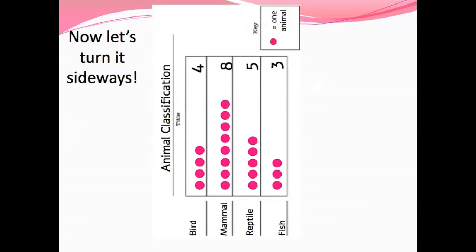Now, we kind of touched on this a little bit yesterday, but when we turn it sideways, let's look at the graph. We can easily see which one has the most and which one has the least. This is another way of looking at picture graphs or bar graphs. They can be either horizontal or vertical.